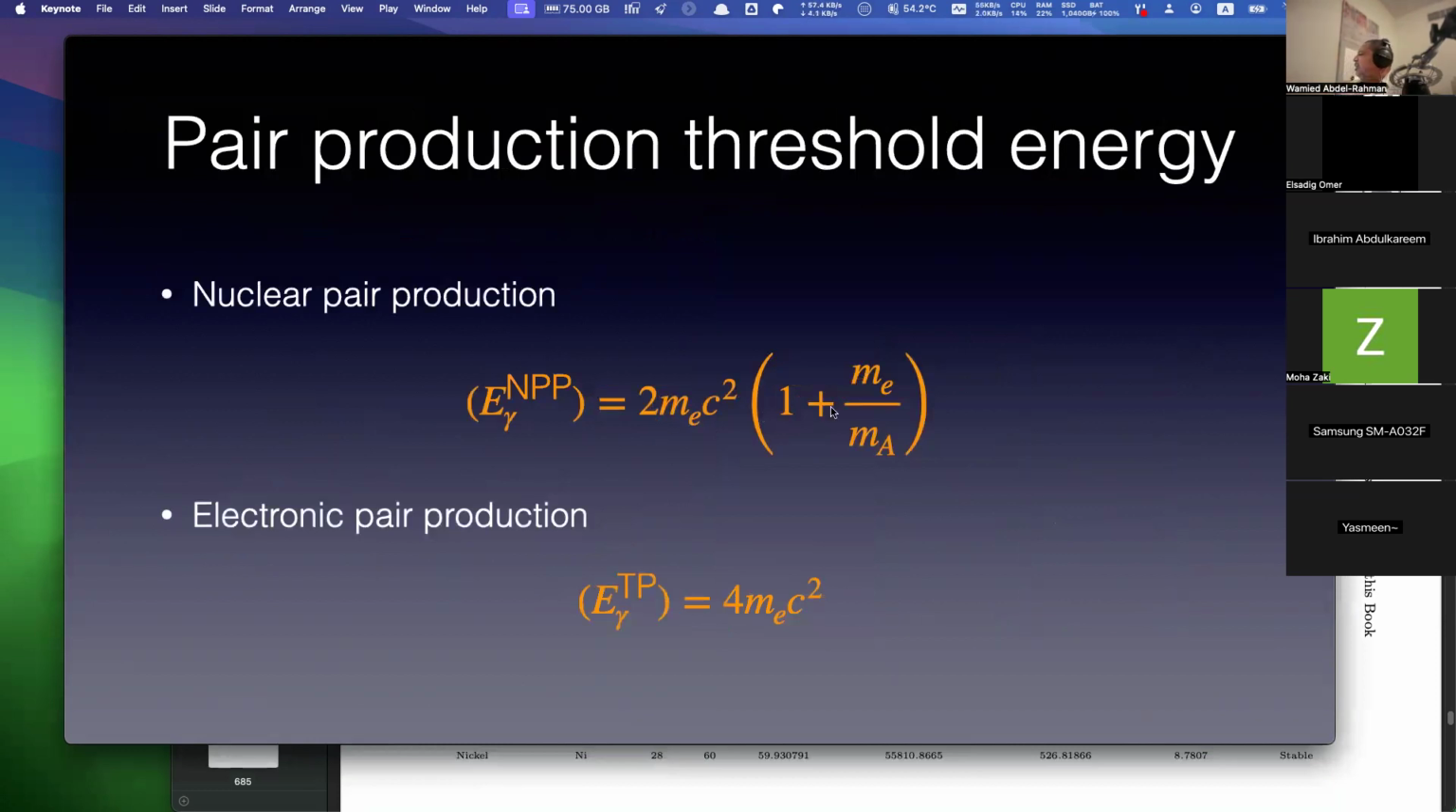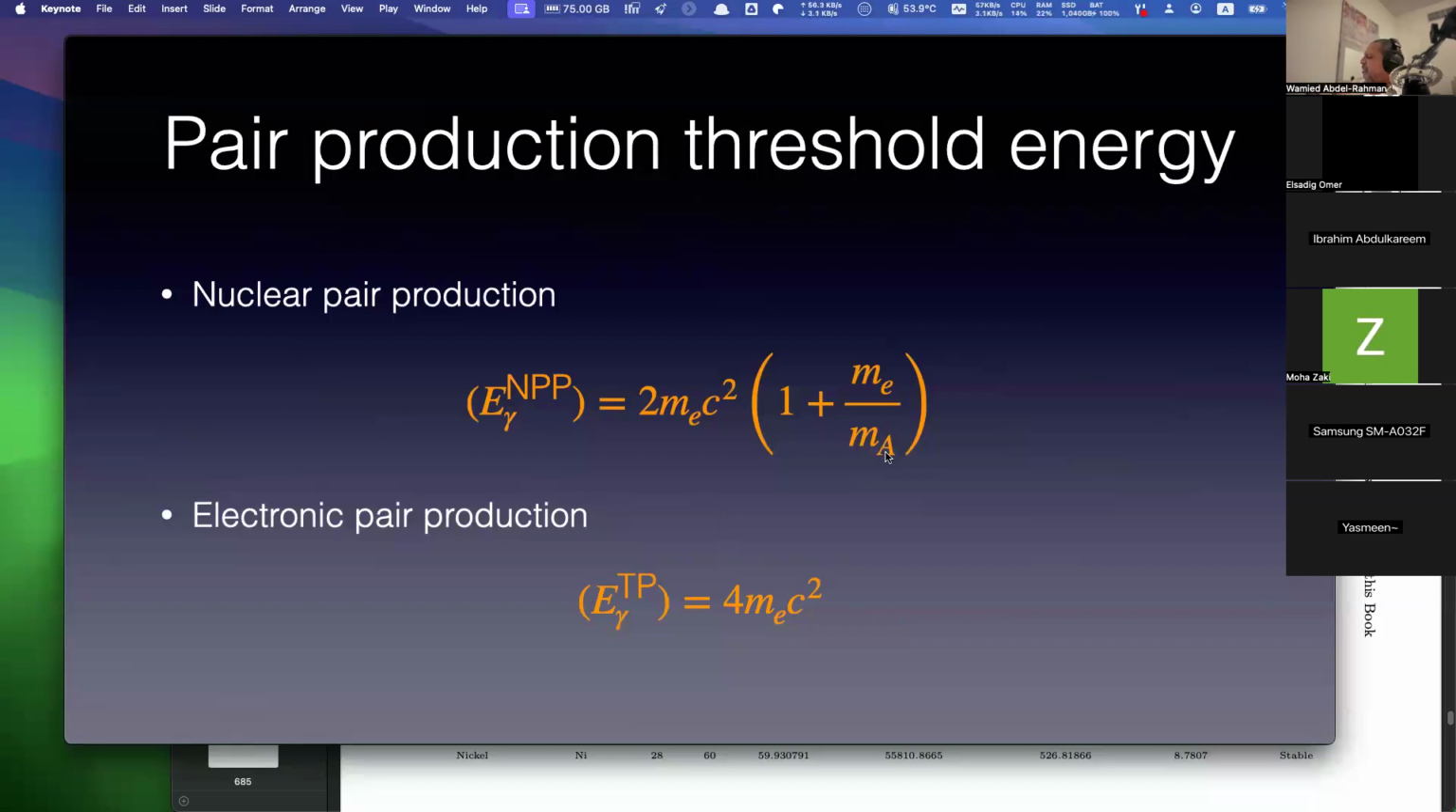Once you do this, you will get this formula here: 1 plus m_e divided by the mass of the nucleus, the mass of the target. Remember, we took the m_e and then we divide by the mass of the target. We should get this formula here. So this is how we get the threshold for nuclear pair production.